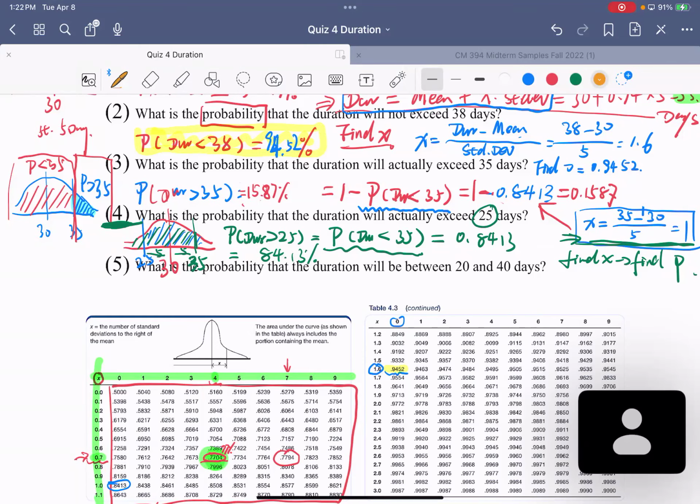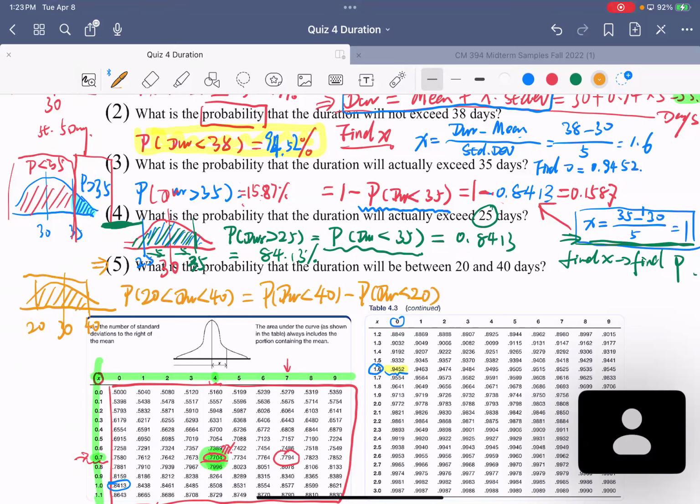So let's take a look at the fifth one. I'm changing to another color. That will be something between 20 and 40, right? Are we looking for this part? I'm on question 5 now. So this is the duration between 20 and 40 days. We have the middle here at 30. So how can we do this one? This will be equal to P more than 20, less than 40, which is P duration less than 40 minus P duration less than 20. Is that correct? We are using this part minus this part, right?